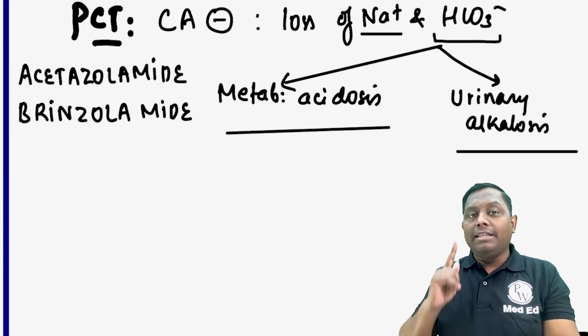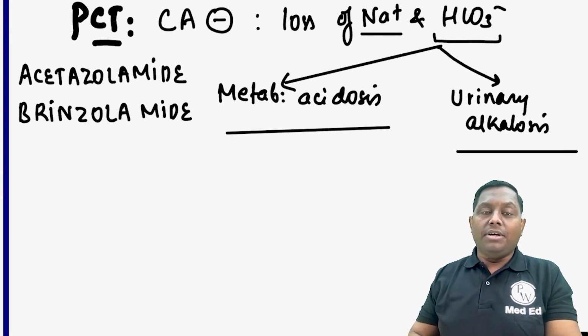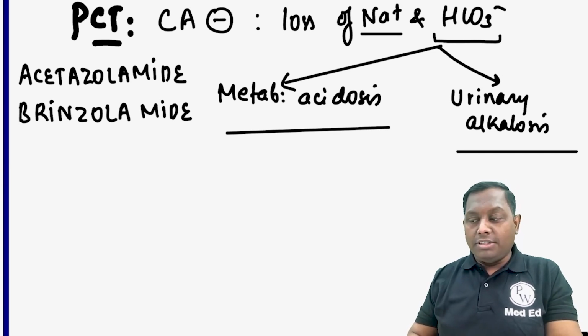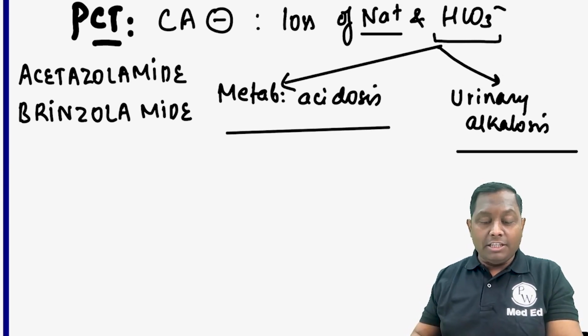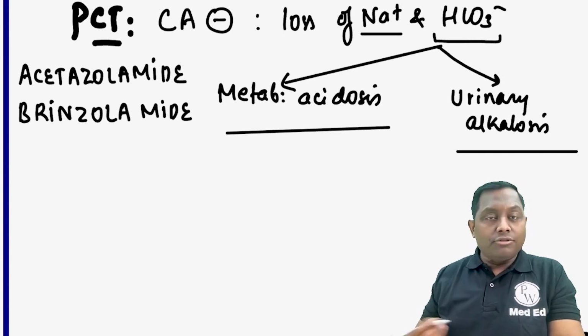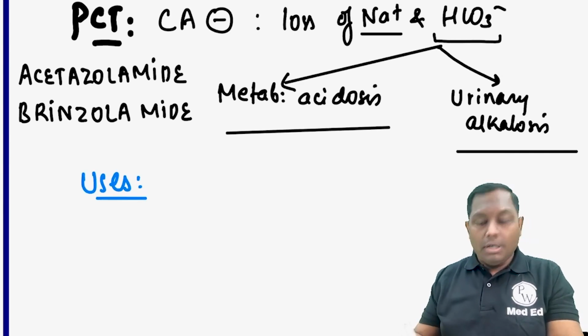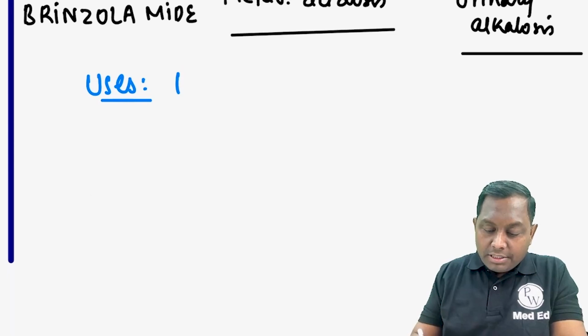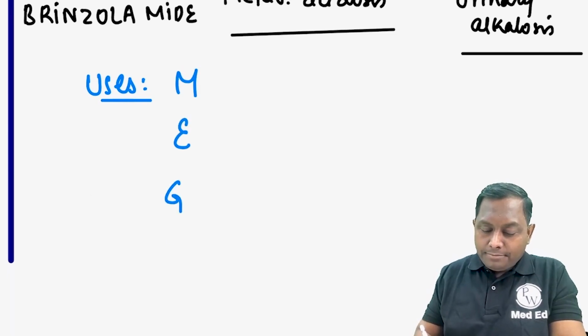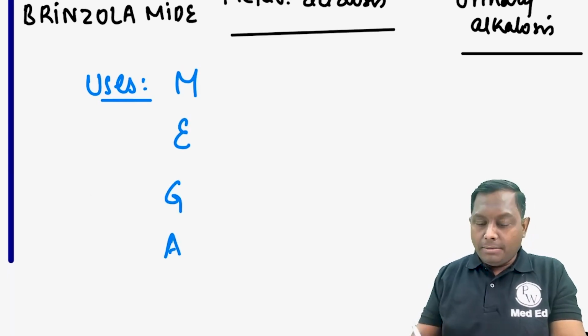alkalinization of the urine, and that is why we also use them in a patient with acidic drug poisoning. In fact, if I have to summarize the important uses of this carbonic anhydrase inhibitor, I can tell you that the uses can be remembered by the very simple mnemonic called MEGA. MEGA are the very simple uses.